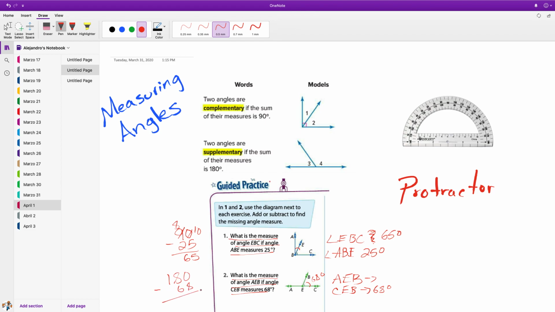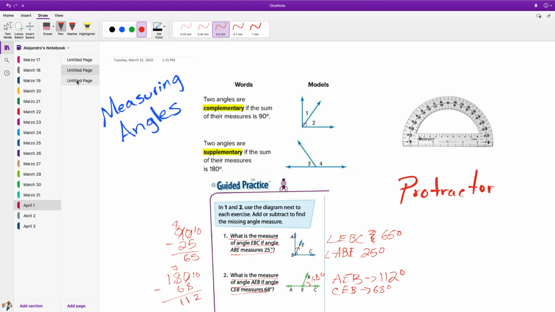I'm going to put it right here. The 0 becomes a 10. The 8 becomes a 7, right? 10 minus 8 is 2. 7 minus 6 is 1. And we bring down this 1. Guys, so the measure of AEB is 112 degrees. Once again, if you want to check your answer, you add those two, and if you get 180, that means that you got the right answer. Okay, guys? That was our guided practice, but I still want you to practice more so you know what to do when you take the test.